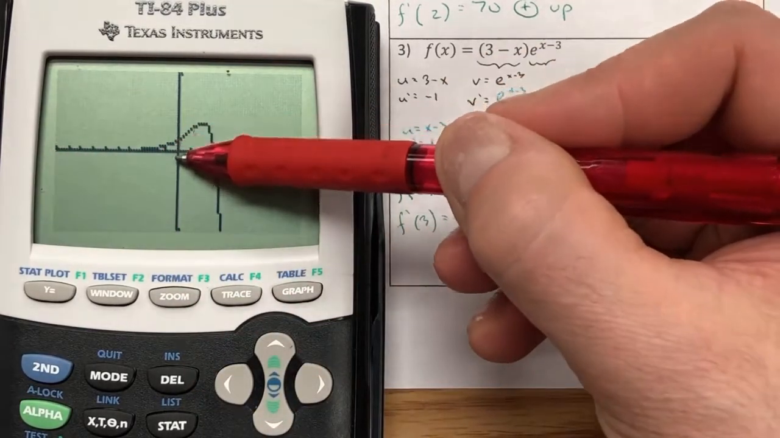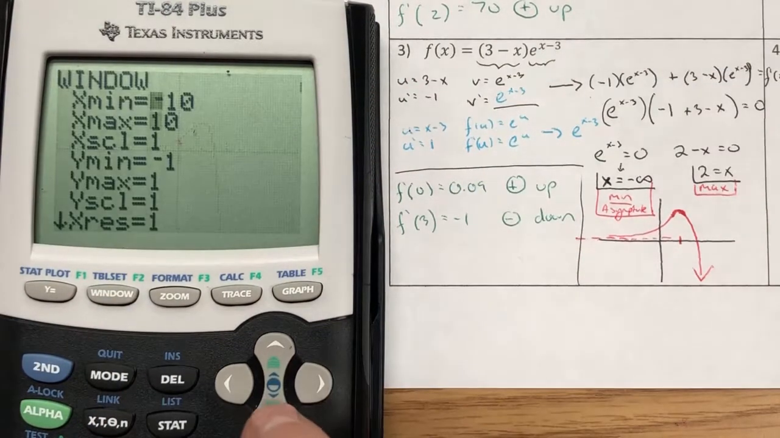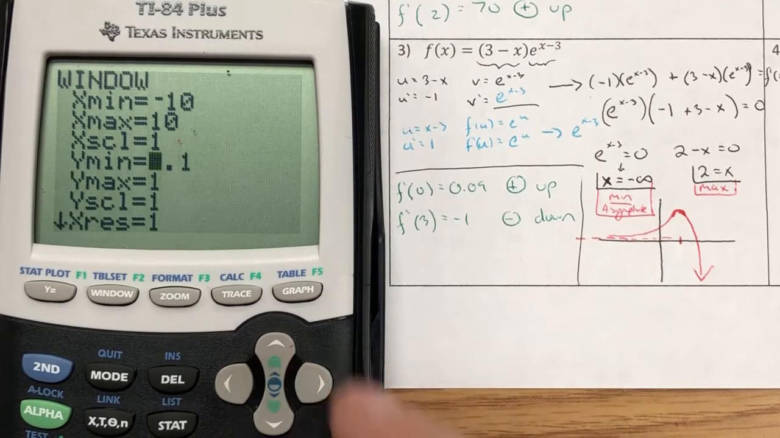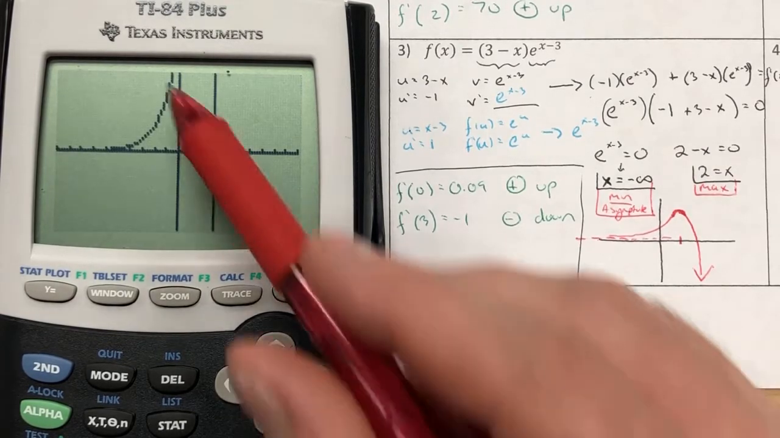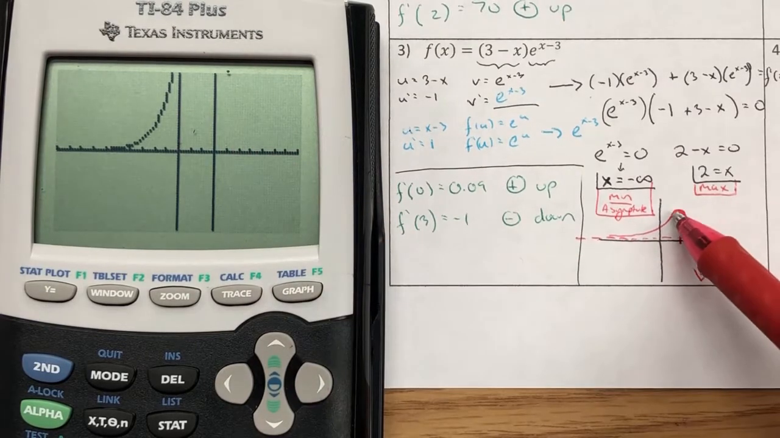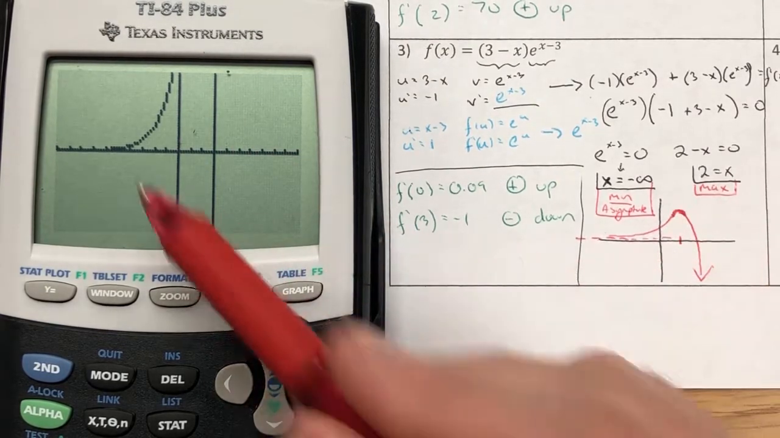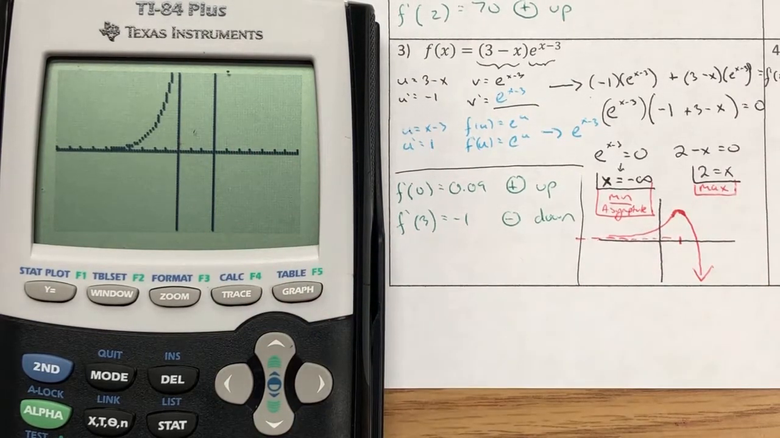But again, I want to see a little closer to what's happening here. So let's try -0.1 to, actually we don't even need, oh yeah, let's do -0.1 to 0.1. So it does look like the graph is curving down just like that. So good job.